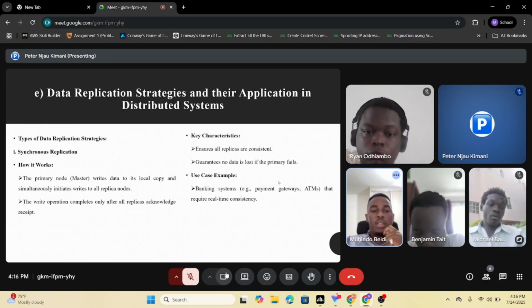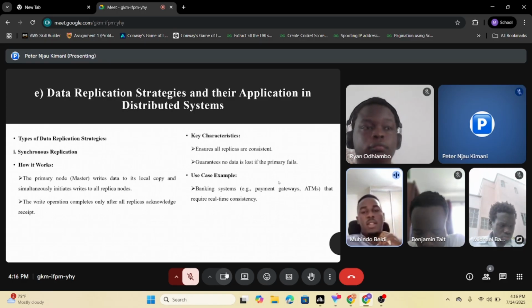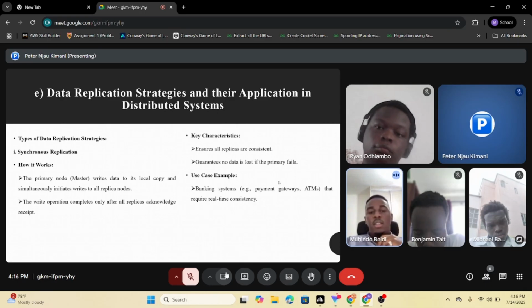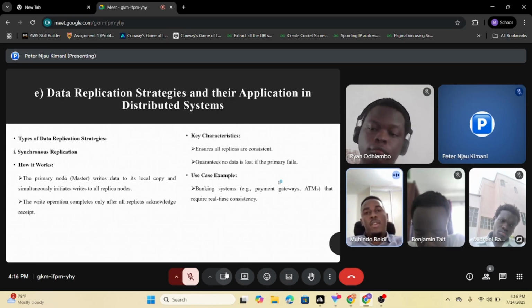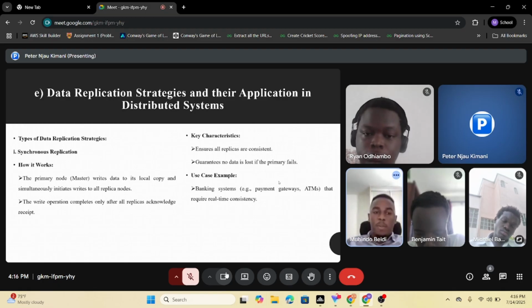The key characteristics are it ensures all replicas are consistent with the master, and guarantees no data is lost if the primary fails. Use case example.